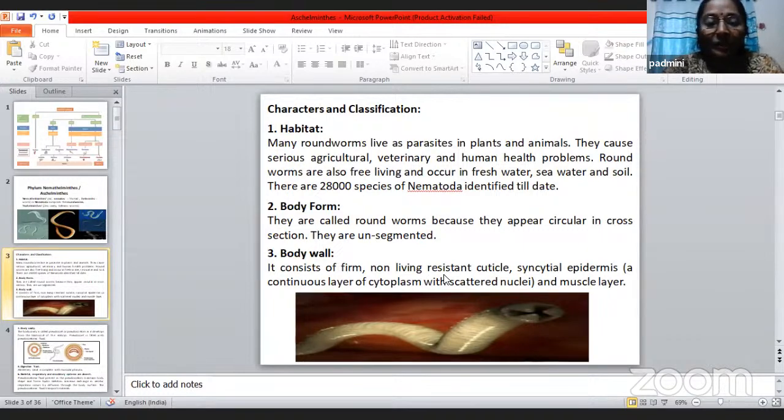Syncytial epidermis. Can anyone tell me what exactly is syncytial epidermis? Yesterday I discussed this. Anyone? If you listened to Platyhelminthes, I was talking about this. Any student? I hope you made a note of this in your rough book. Or you are just enjoying my audio without writing anything.